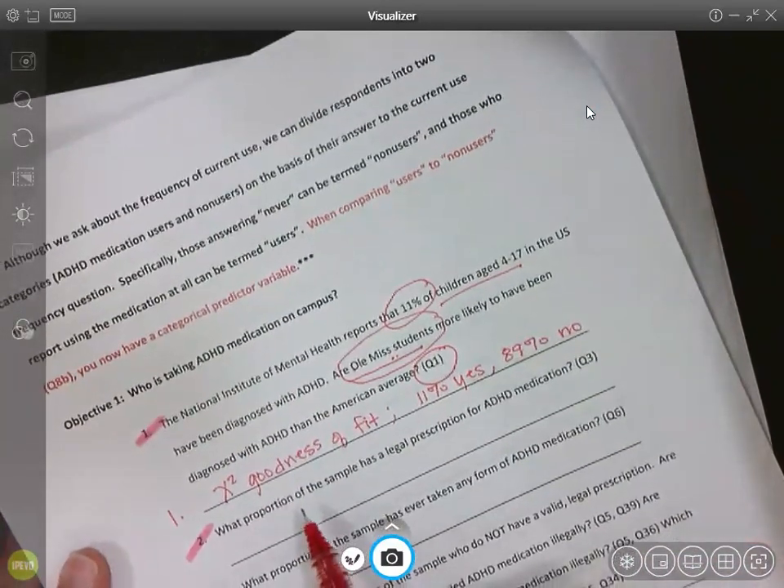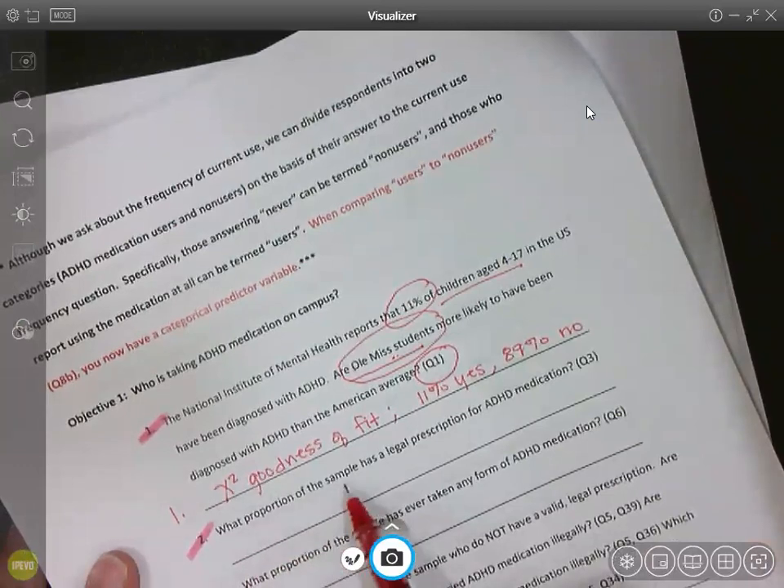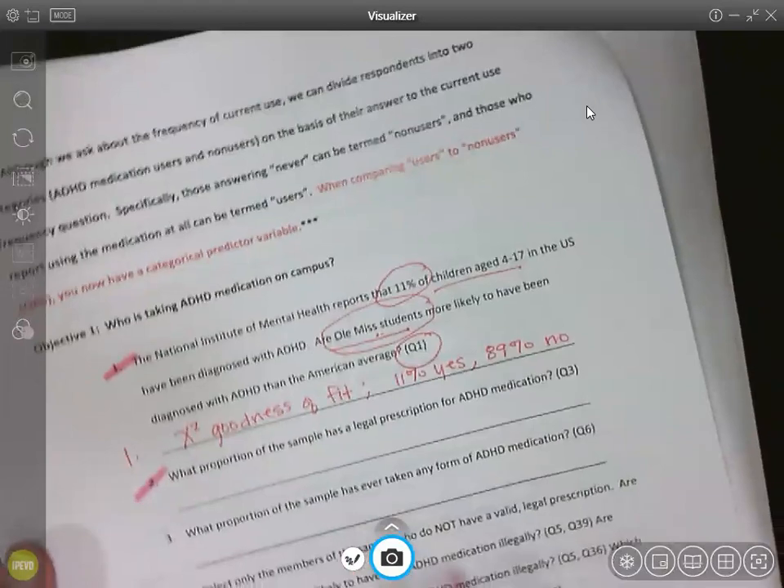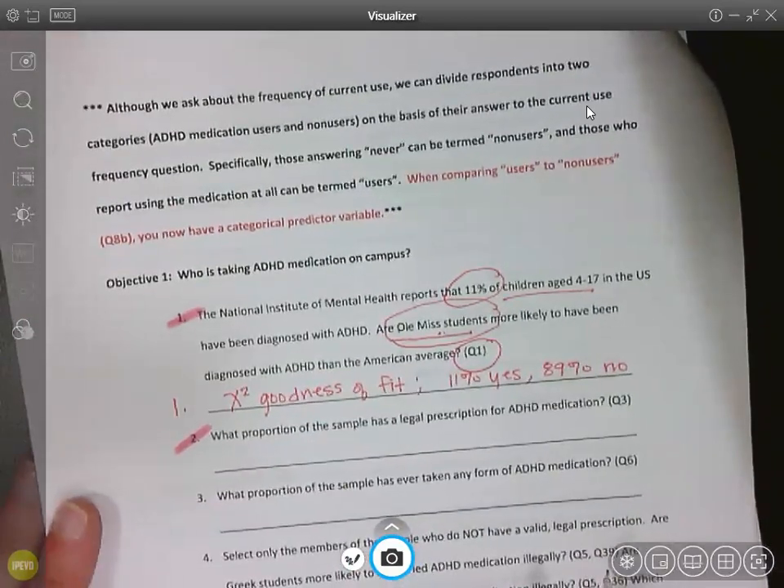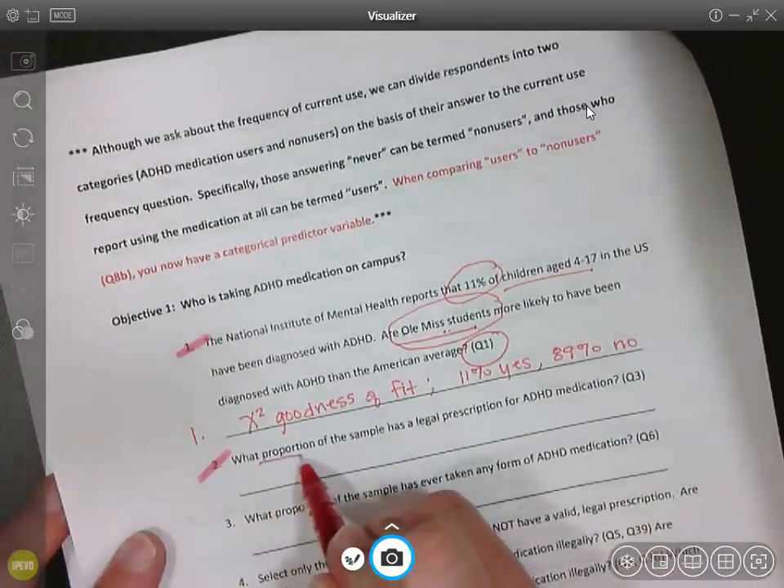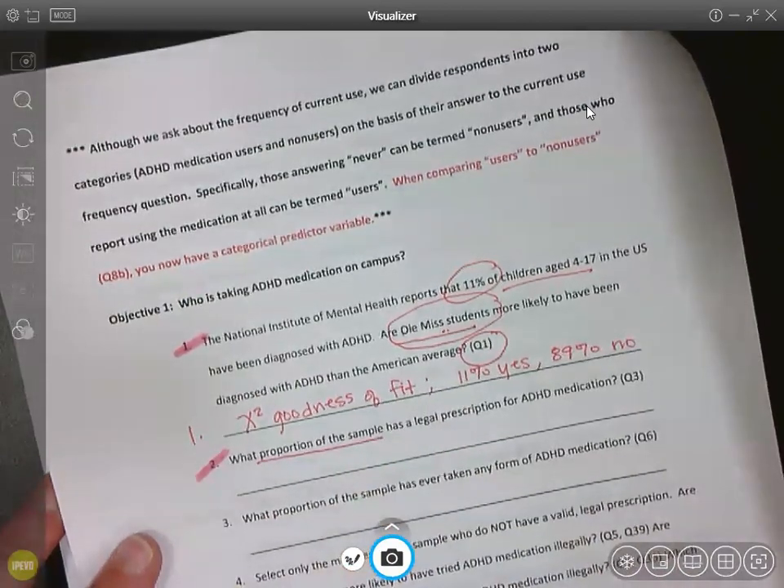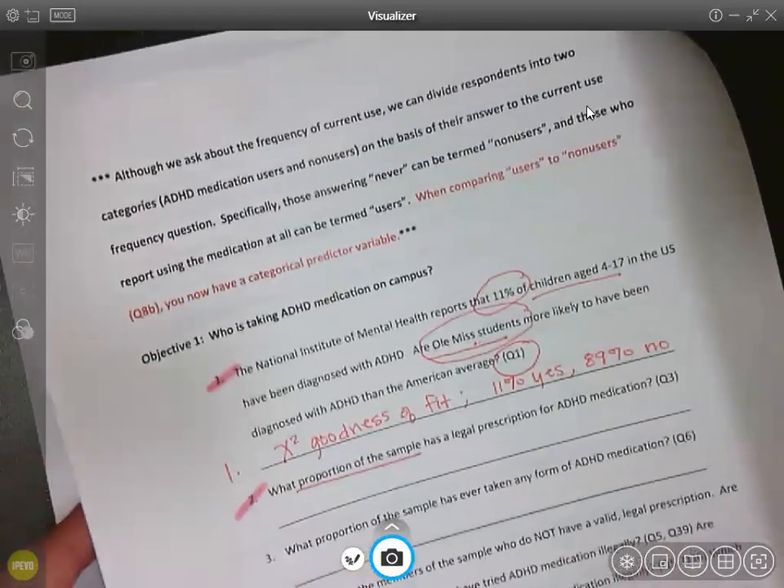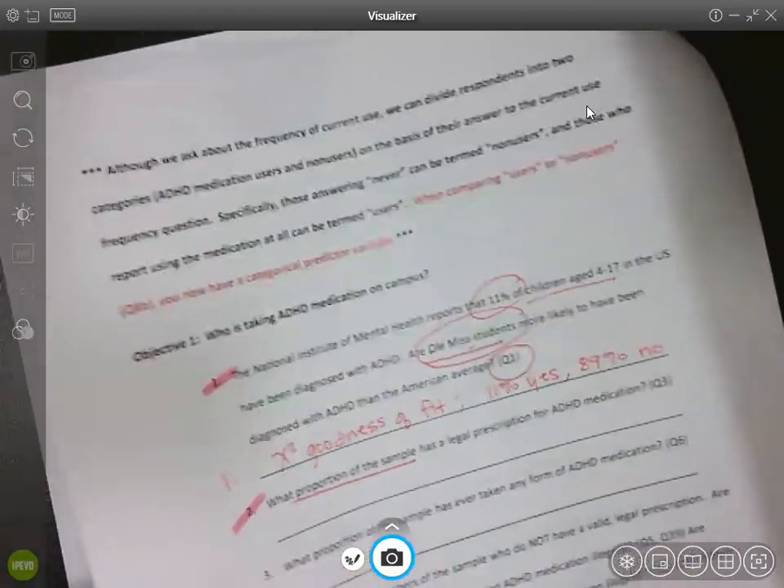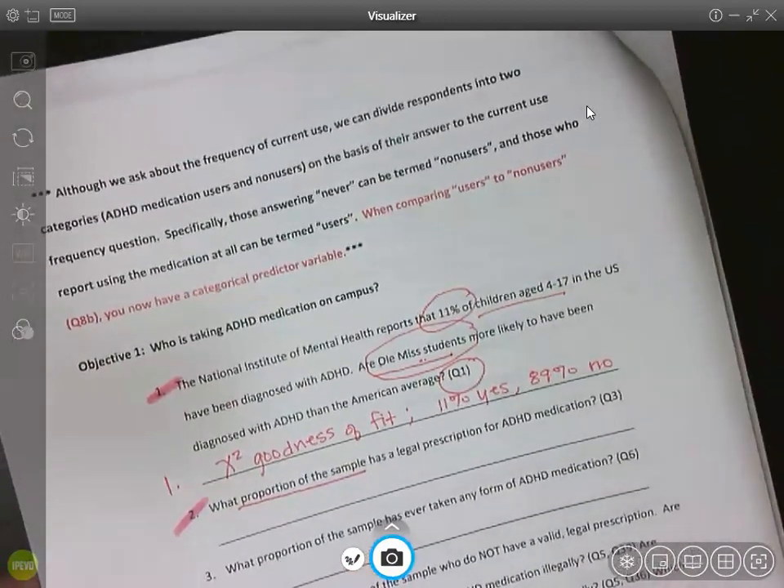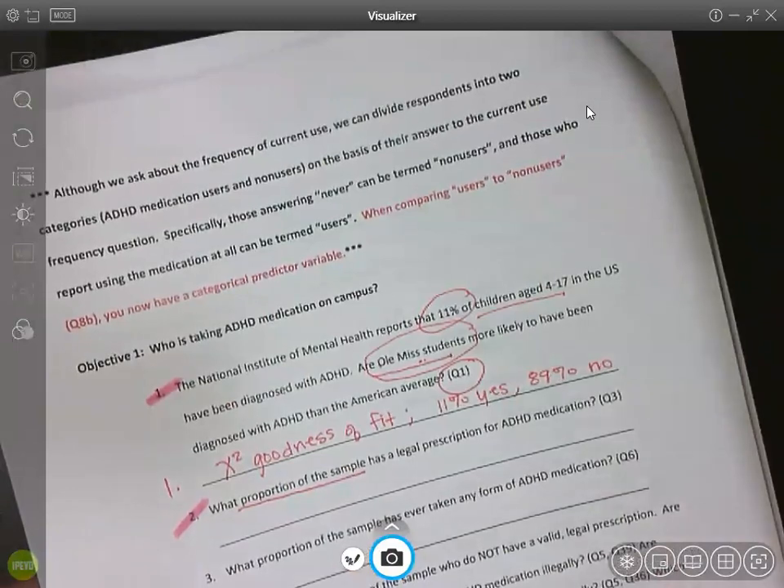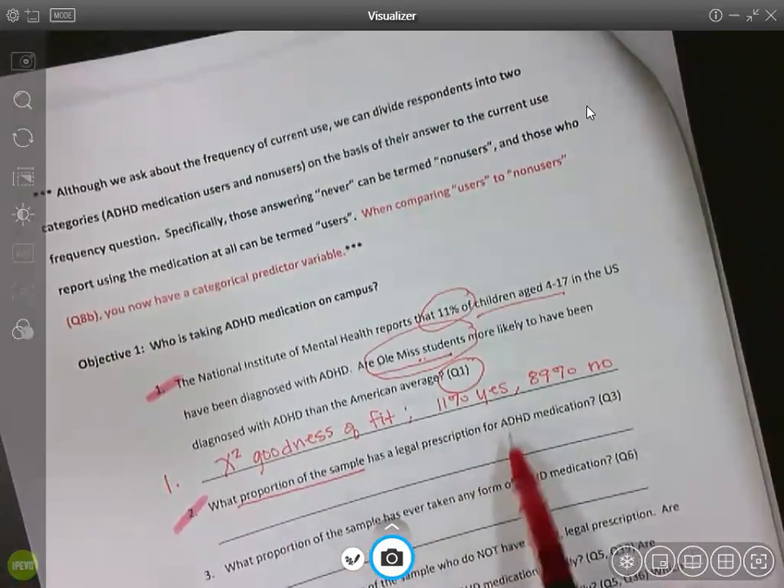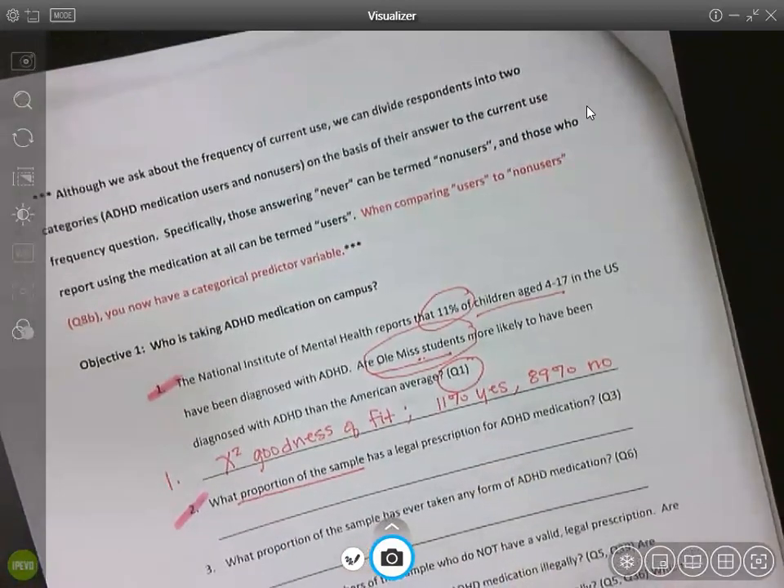The next question says, what proportion of the sample has a legal prescription for ADHD medication? The key language in this sentence is proportion of the sample. Because the sample is explicitly being referenced, we're looking for a sample statistic, or a descriptive statistic. We want to know not an inference about the entire student body, but just the people who took our survey. How many of them say they have a legal prescription for ADHD medication?